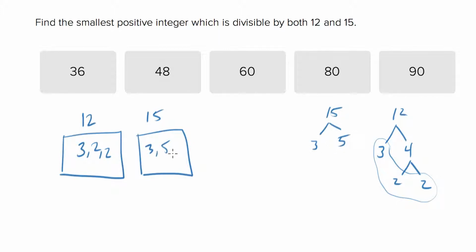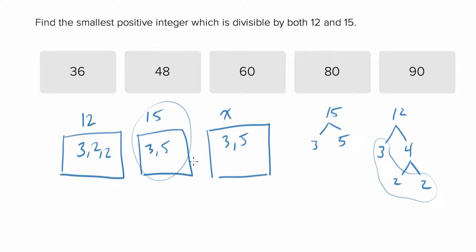Now, the smallest number which is divisible by both 12 and 15, we're going to build that new number. Let's call it x. And if it's divisible by both 12 and 15, it will have all the same prime factors as both 12 and 15. But you don't need to duplicate things. So for example, if x is divisible by 15, it must be divisible by 3 and 5. Because that's what it takes to be divisible by 15.